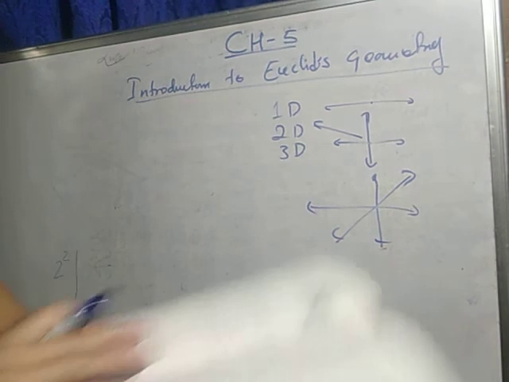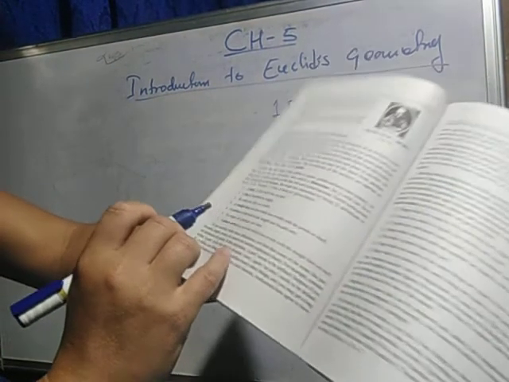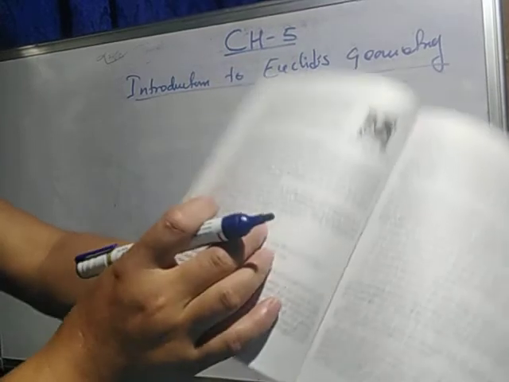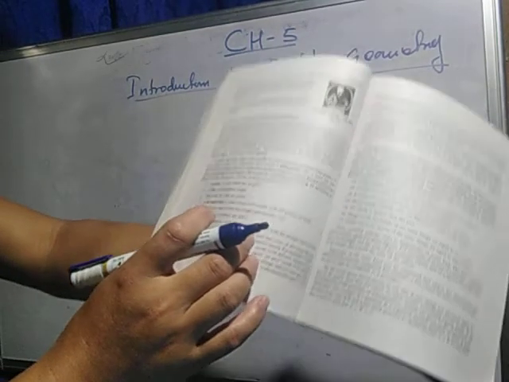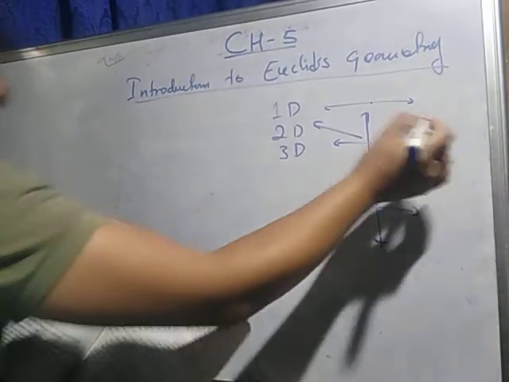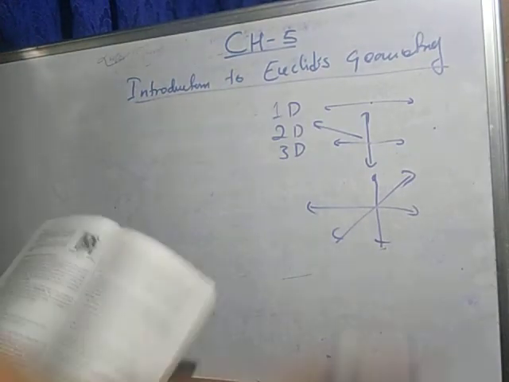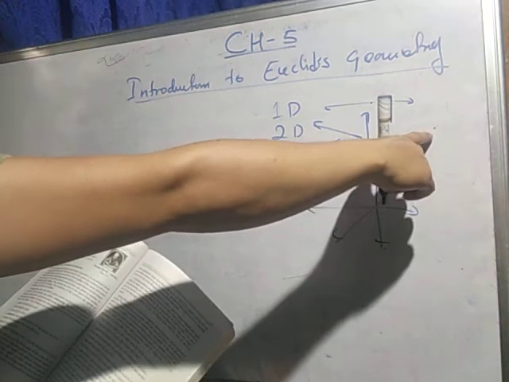So there are seven definitions, 1 2 3 4 5 6. Your work is just to write them out in your copy. A point is that which has no part. See, this is your point. Can you divide it into another part? No. So that's why this point has no part.